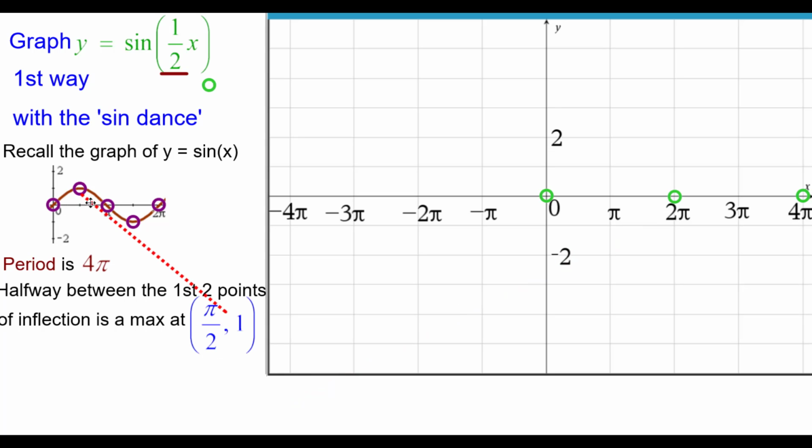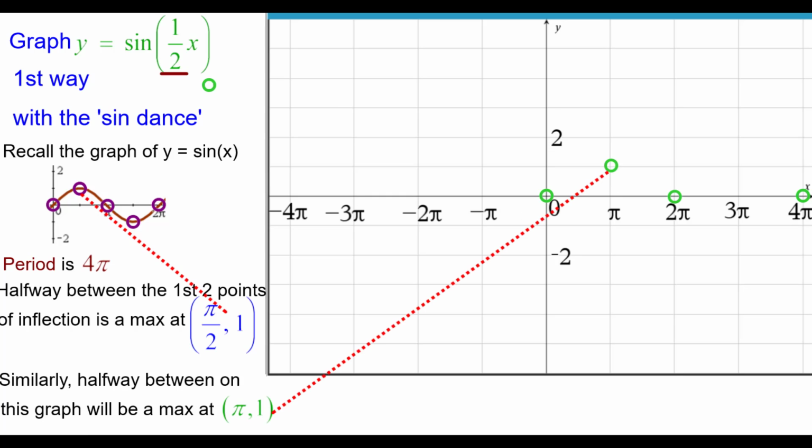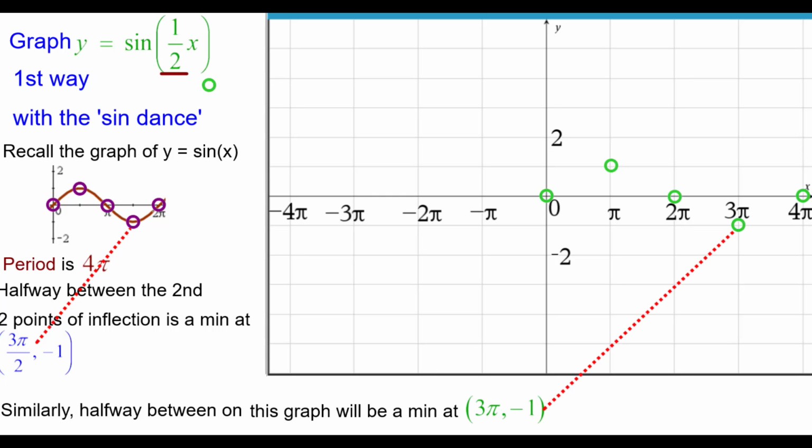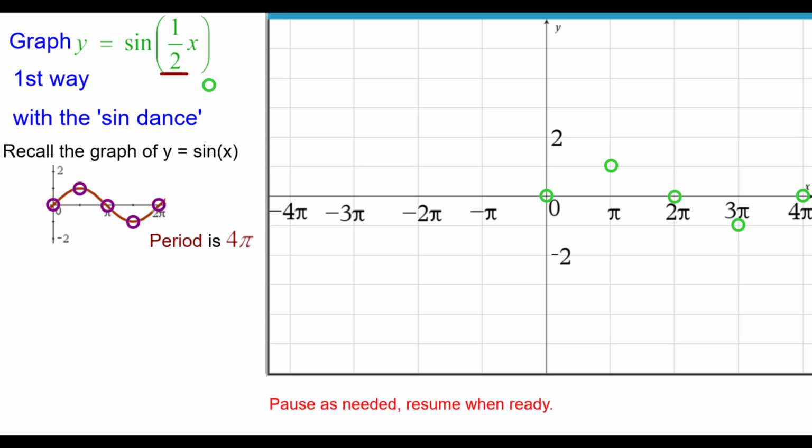Halfway between the first 2 points of inflection is a maximum. Halfway here it's going to be at pi, comma 1. And halfway between the next 2 points of inflection is a minimum, which is going to be at 3 pi, comma negative 1. Pause as needed. Connect the points as a sine wave, concave down, concave up.